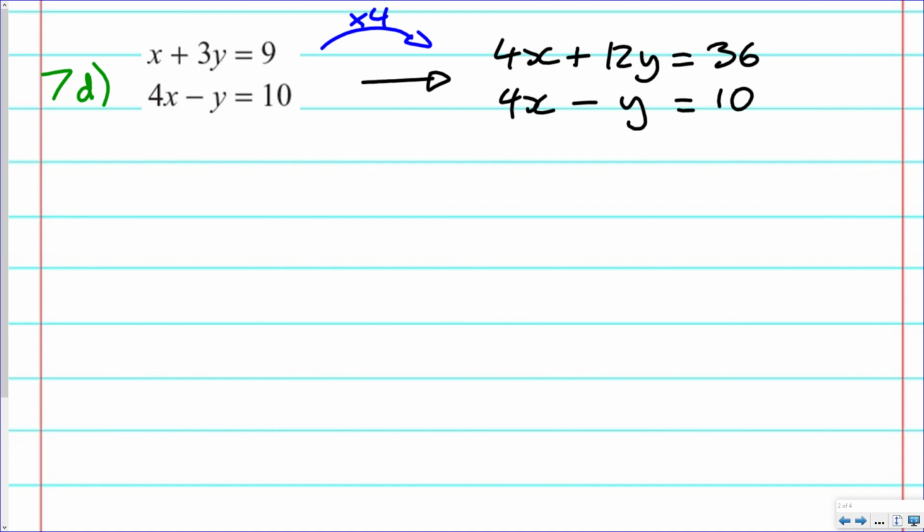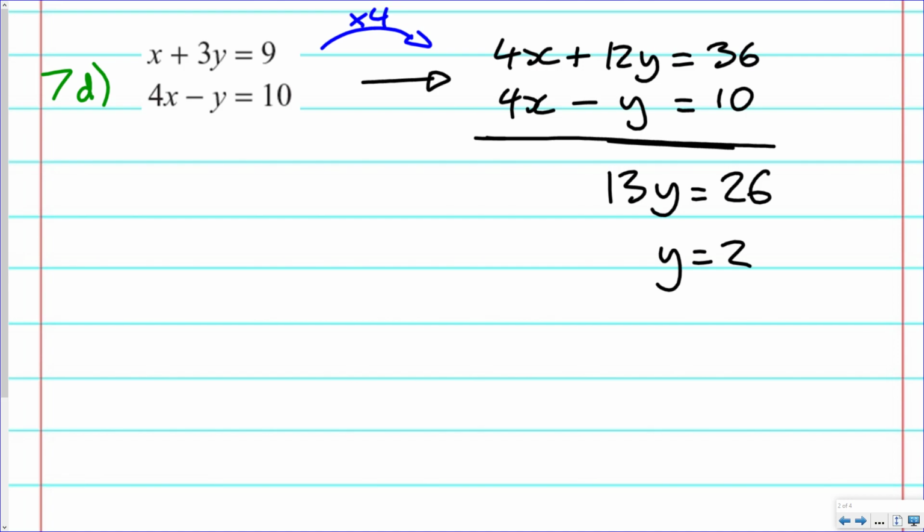Now that I have that, I have them lined up. One of the coefficients are identical, so I'm going to subtract once again. So 4x minus 4x, that's 0, so it goes away. 12y minus -y, we're minusing a negative, so it becomes a plus. So we have 13y, and then 36 minus 10 is 26. We have that equation, so y equals 2 because I've just divided by 13.